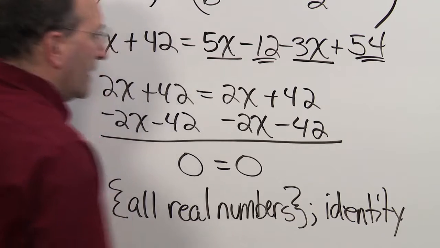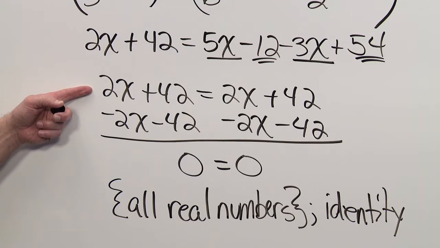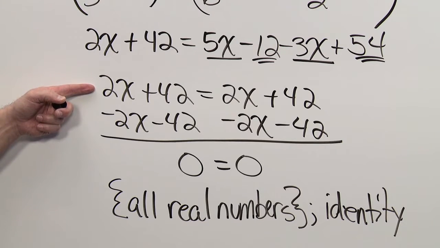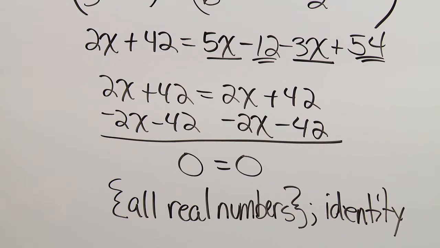And as I mentioned, if you look back up at 2x plus 42 equals 2x plus 42, they are clearly identical. You could have stopped there to realize that it is an identity. All real numbers is the solution set.